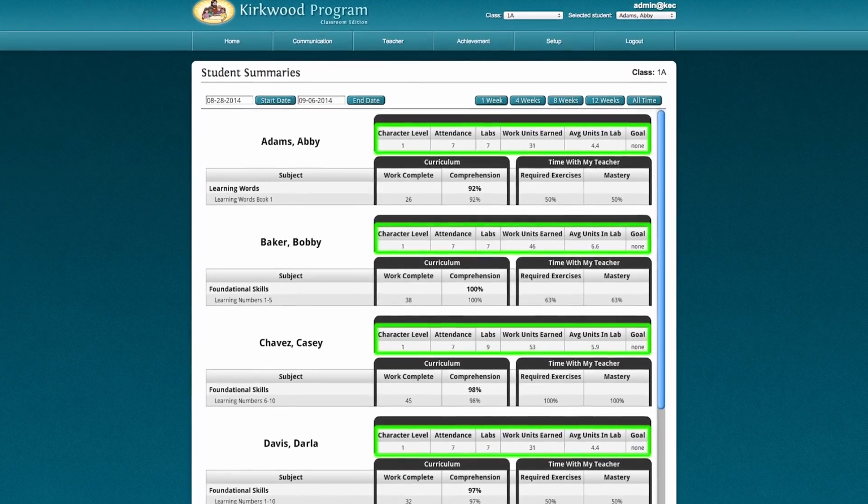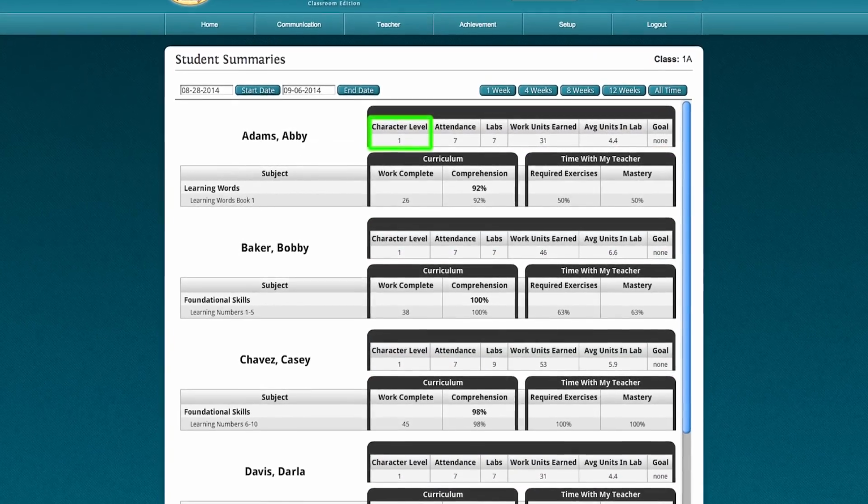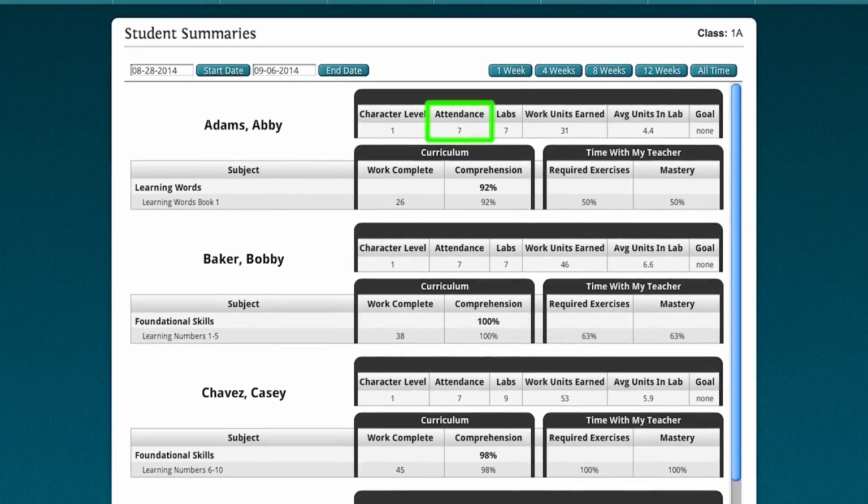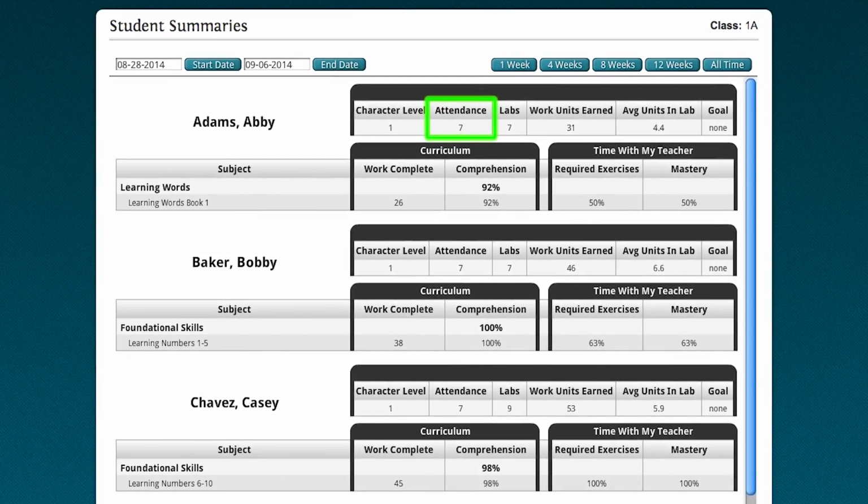The very top shows the level of character that they're at, 1 through 7, the days of attendance during that particular defined period, the number of labs that they were in, the total number of work units earned, and then the average. This is the number of work units divided by the number of labs that they're in. That gives you the comparison between that average and the goal.